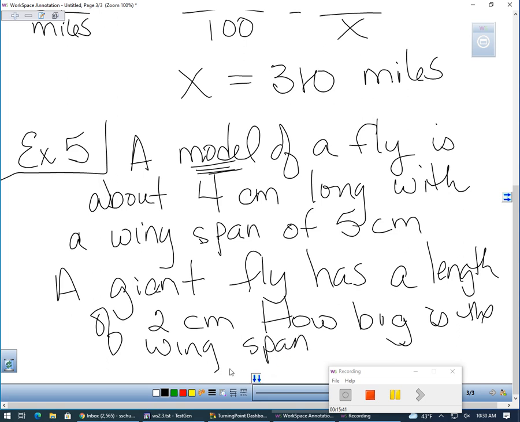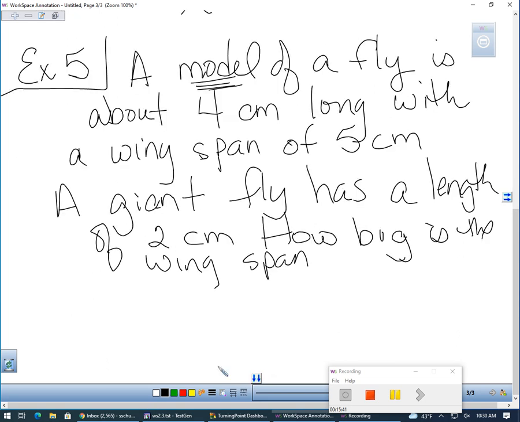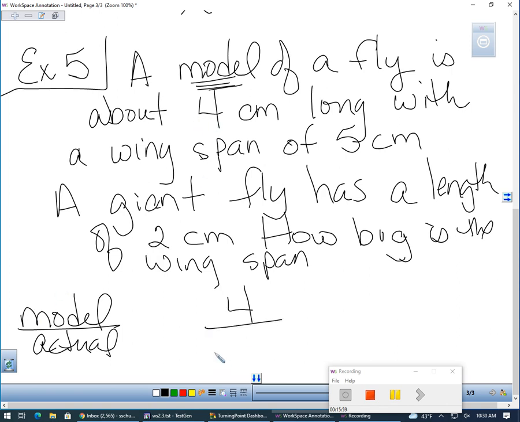All right. So we are going to this time, and again, it doesn't matter as long as you do them both the same, we are going to do model over actual. Okay? So I'm going to start with the body. The body of the model is 4 centimeters. The body of the actual is 2 centimeters. Equals. The wingspan of the model is 5 centimeters. We're looking for the wingspan of the actual.